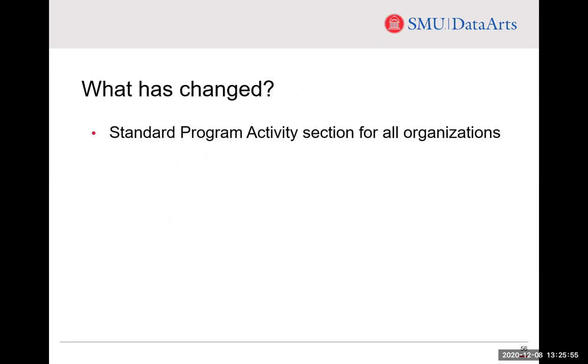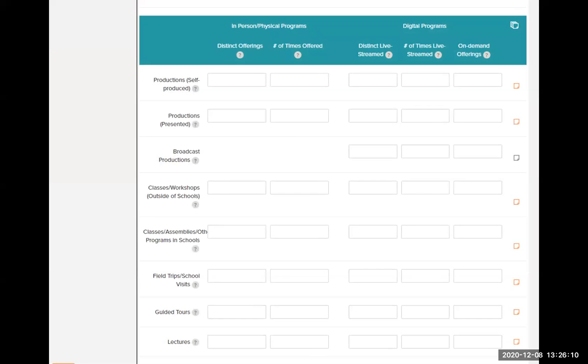So what has changed? First, we have one standard program activity section for all organizations. And in the current profile, we mostly focus on in-person activities. In the new profile, you'll be able to report physical and digital programs for all types of different programs. Let's take a quick look at this. We did look at this in depth on Tuesday's webinar, but this will be just a quick review.